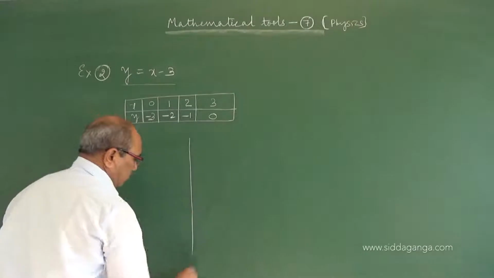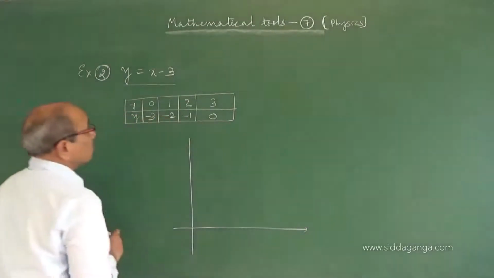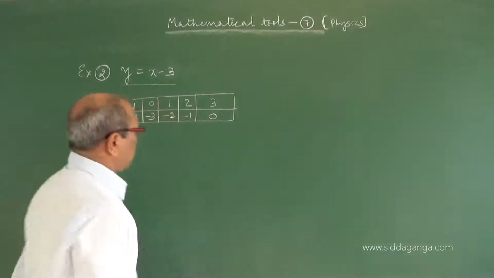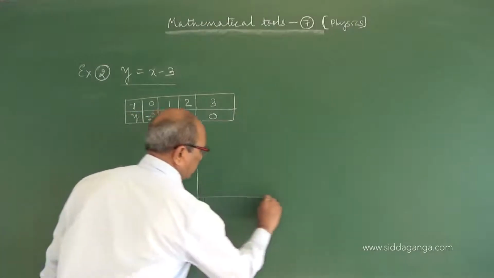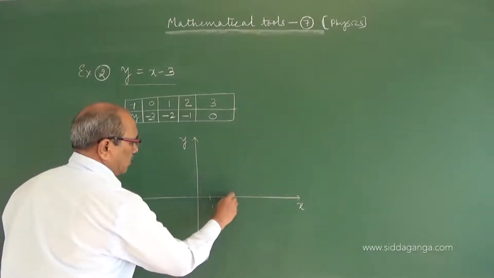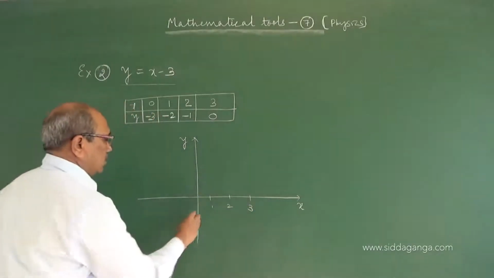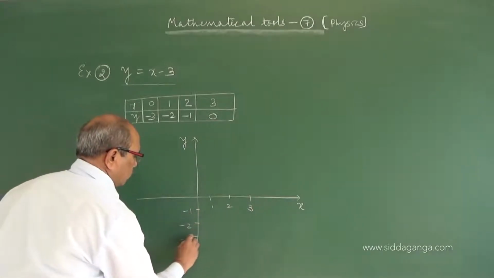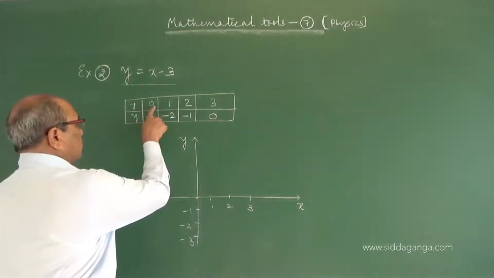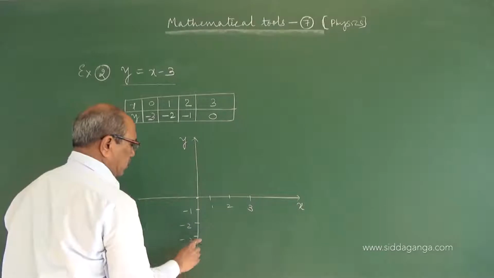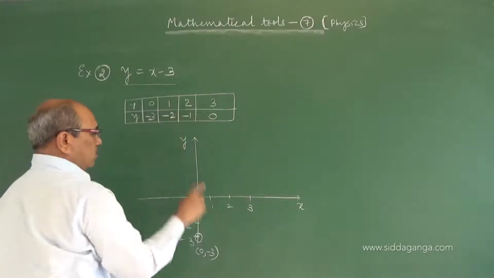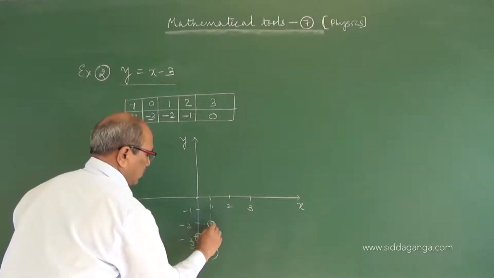Let us come to the curve. The y values are negative, therefore x and y, with 1, 2, 3 and minus 1, minus 2, minus 3, 0. So the first point is 0 and minus 3. When x is 0, it is minus 3, that is the first point, 0 comma minus 3. When x is 1, y is minus 2. So we get a point here.